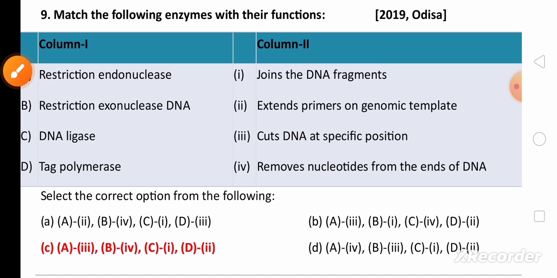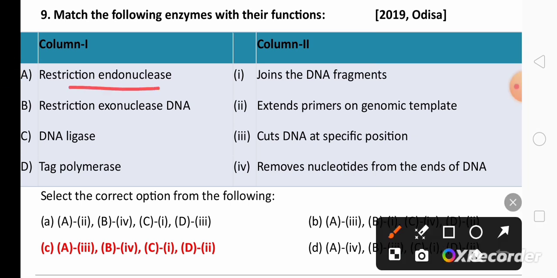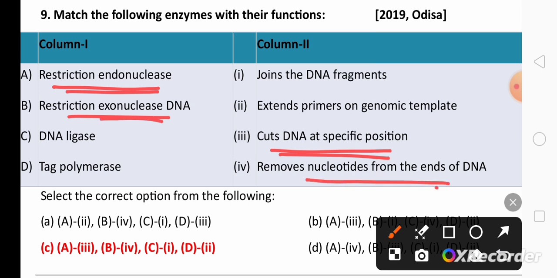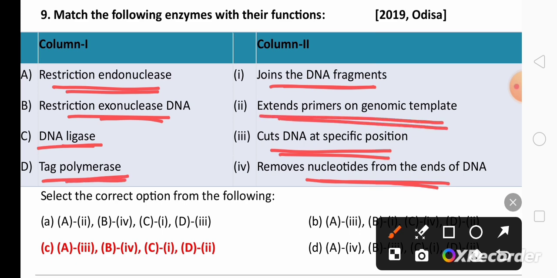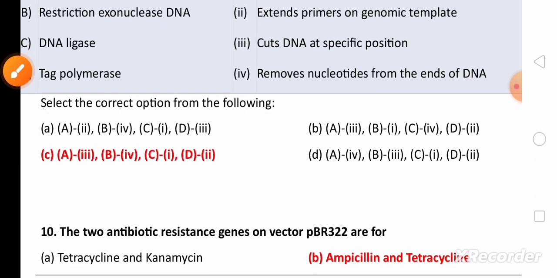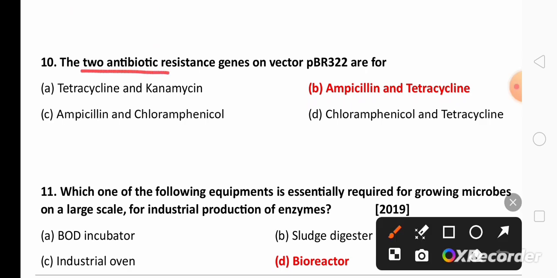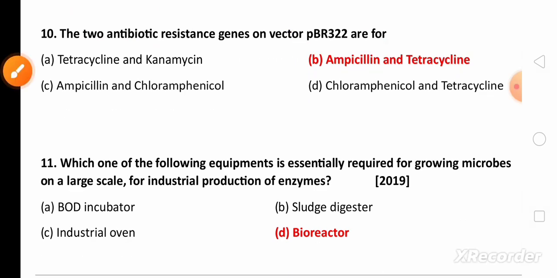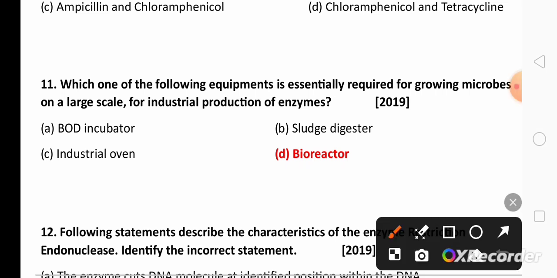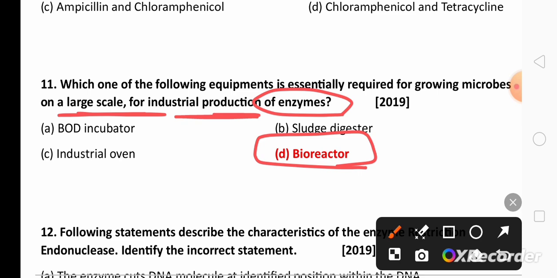Match the following enzymes with their function. Restriction endonuclease cuts the DNA at a specific position. Restriction exonuclease removes the nucleotides from the ends of the DNA. DNA ligase joins the DNA fragments, and Taq DNA polymerase extends the primer on a genomic template. So option C is the right option. The two antibiotic resistance genes on the vector pBR322 are the ampicillin resistance gene and the tetracycline resistance gene. Which one of the following equipment is essentially required for growing microbes on a large scale in industrial production of enzymes? It is the bioreactor or fermenter.